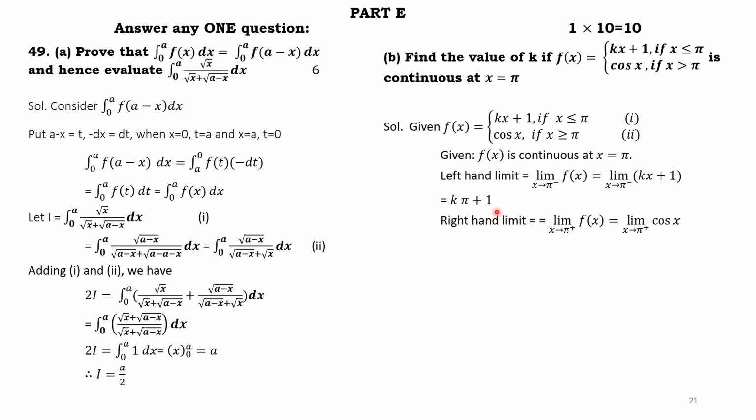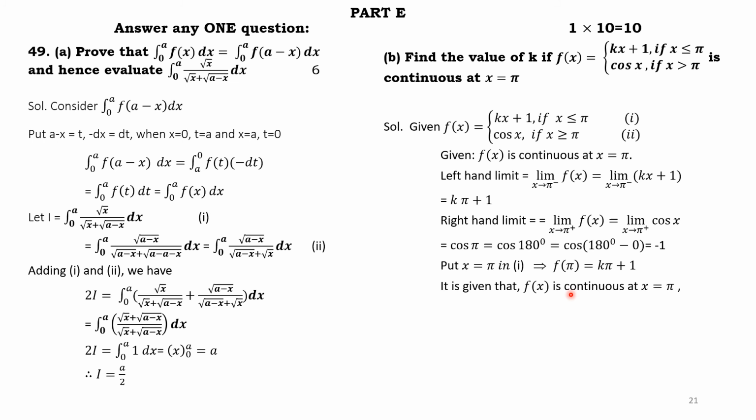Therefore, now we will take the right hand limit. Right hand limit of f of x for x greater than pi is cos x. So we put the value of f of x as cos x. That is equal to cos pi, that is cos 180, which is minus 1. Therefore, put x is equal to pi in 1, f of pi is k pi plus 1. Hence, it is given that f of x is continuous at x is equal to pi, and the left hand limit of f of x is equal to the right hand limit of f of x is equal to f of pi.